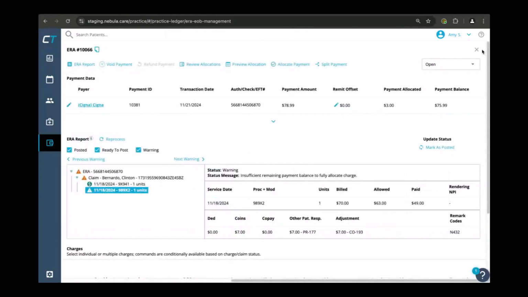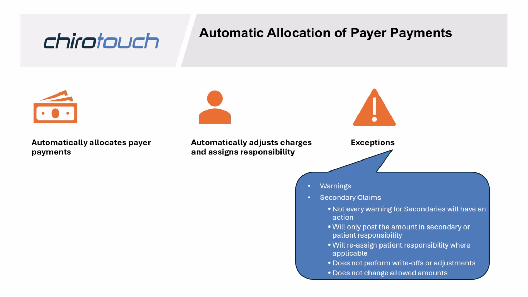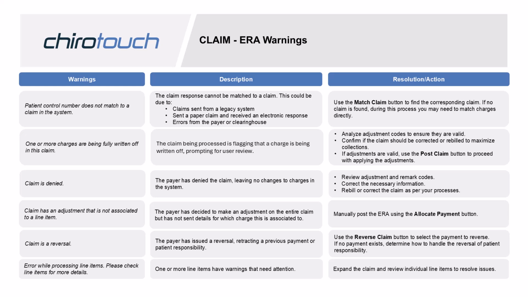All right. And Justin, we have a question that came in. Someone asked, when we are on the ERA screen, we are seeing match charge. What is the difference between matching a charge and posting? Great question. I'll review matching a claim in the next slide. Awesome. But we will be reviewing all of those ERA warnings in just a moment. So that's actually a great transition.